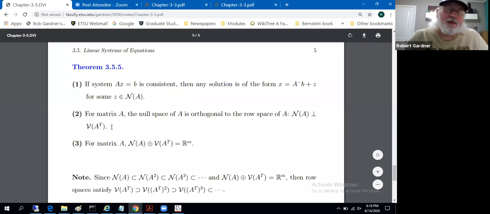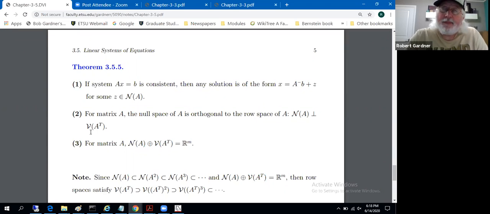The orthogonal space. We never had a simple row space. We had a simple column space. So to talk about row spaces, we take the column space of the transpose of the matrix. And thirdly, for any matrix A, the null space direct sum with the row space of A is R^m, where m is explicit.